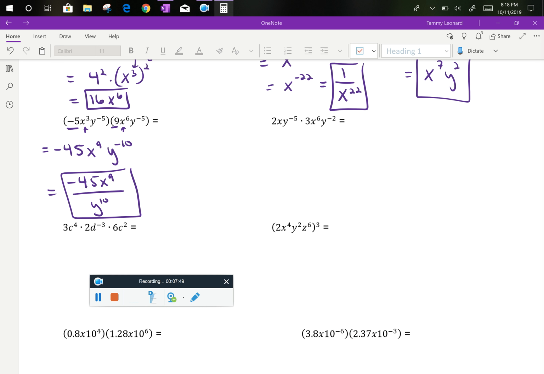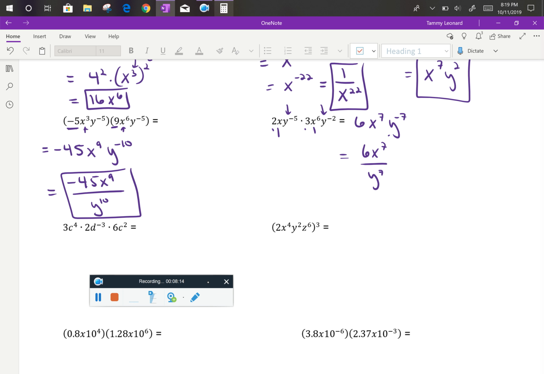In our next problem, we can first do 2 times 3, which is 6, x times x to the 6th, which is x to the 7th, and then y to the 5th times y to the negative 2, which is y to the negative 7th. Again, we know we can't leave a negative in the exponent, so we have to take the reciprocal, but only of that part of the problem. So this is 6x to the 7th divided by y to the 7th.